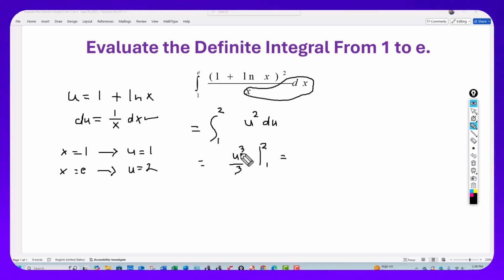So evaluated at 2, 2 to the third is 8 over 3. Then it's minus the value at the lower limit. Put a 1 there. 1 to the third is 1, so this will be 1/3. Then we do the subtraction: 8 over 3 minus 1/3 is 7 over 3. That's your final answer. The value of the definite integral is 7/3.